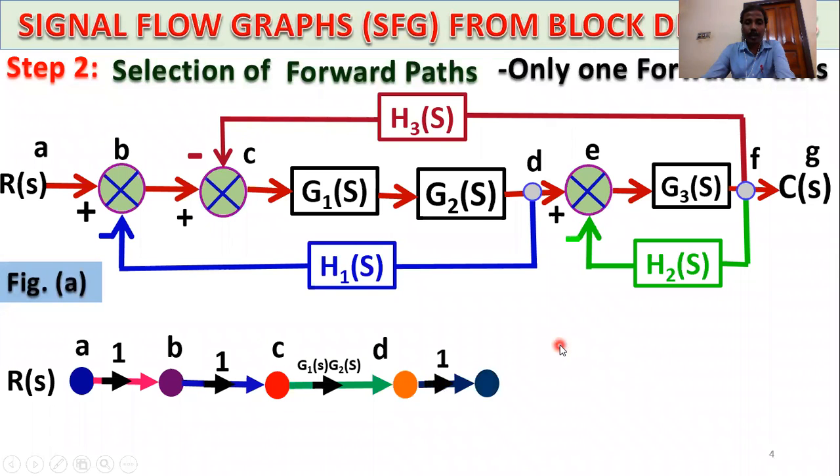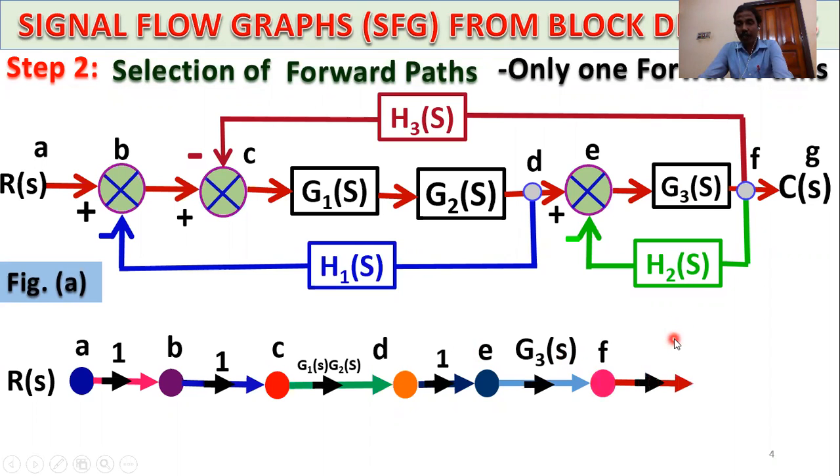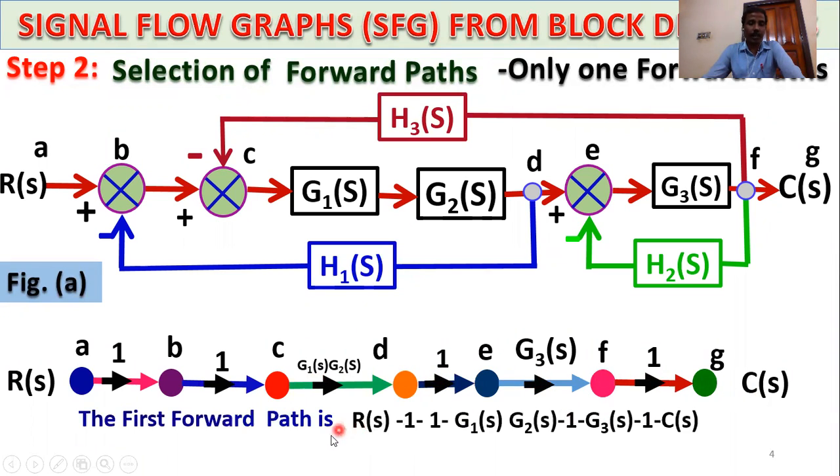Then D to E gain 1, E to F forward gain G3, and F to G forward gain again 1. So this is the forward path. The forward path is A, B, C, D, E, F, G, or R(s), 1, 1, G1, G2, 1, G3, 1, and C(s). The first forward path is R(s), 1, G1(s), G2(s), G3(s), 1, and C(s).